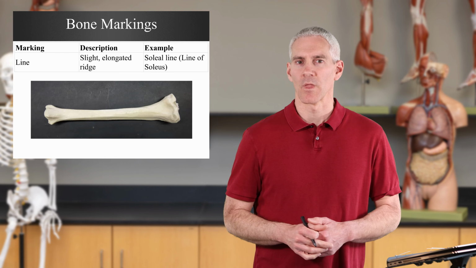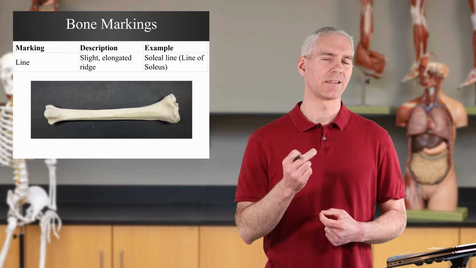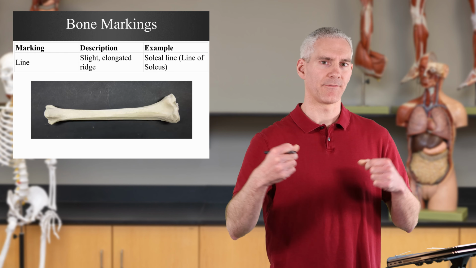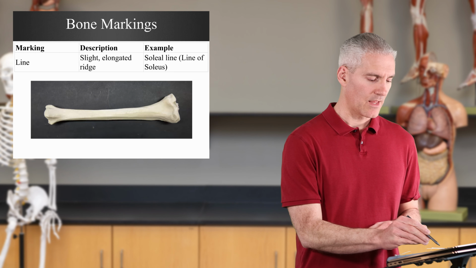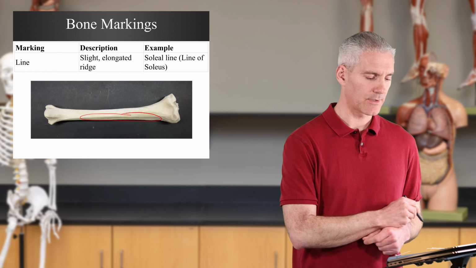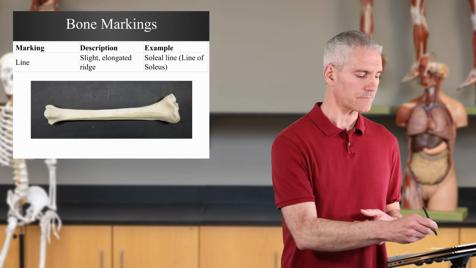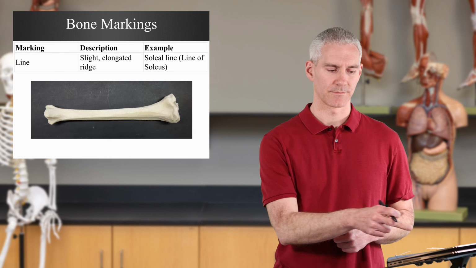Line. Now you can think of a line as just a straight line. But in the case of a bone, a line is usually a long ridge that protrudes in a line fashion. So we have the soleal line, or linea soleus. That's this ridge you can see right there. The soleal line, or the linea soleus. It's a slightly elevated and elongated ridge of bone.